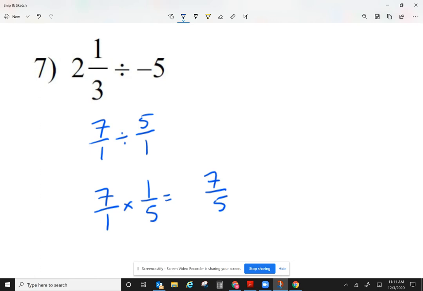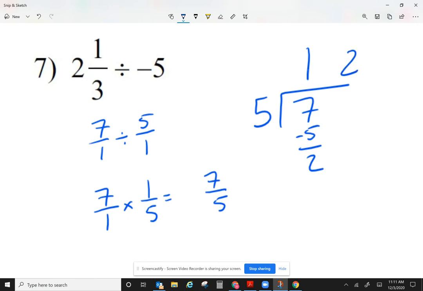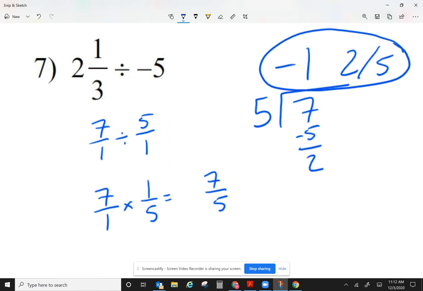Now, when the number on the top is bigger than the number at the bottom, we're going to divide. I want to know how many times 5 goes into 7. I know 5 into 7 goes in one time because 1 times 5 is 5. When I subtract this, I get a remainder of 2. So I'm going to get a whole number, 1. But my fraction at the side, I'm going to write 2 over 5. My answer will be negative since the numbers at the beginning were different signs. So my result should be negative 1 and 2/5.